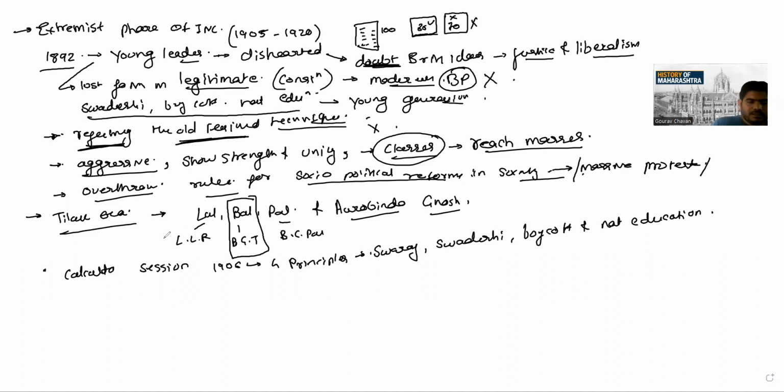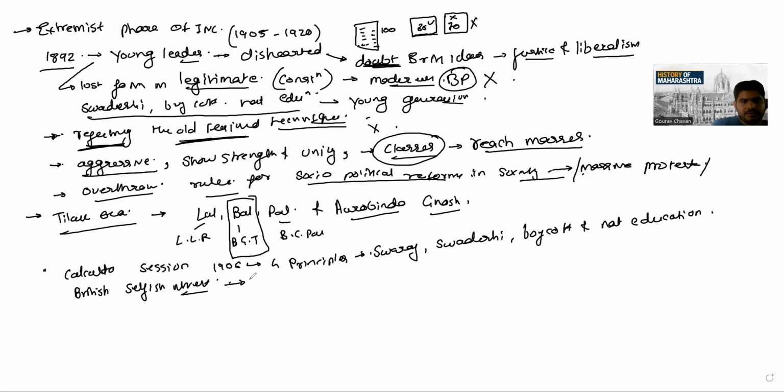Now, talking something about Tilak. Tilak believed, or in simple terms, not only Tilak but the extremist ideology believed that the British have a selfish interest. They said the British are never for our betterment. They will never do good things for us.